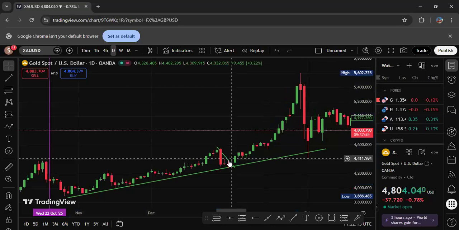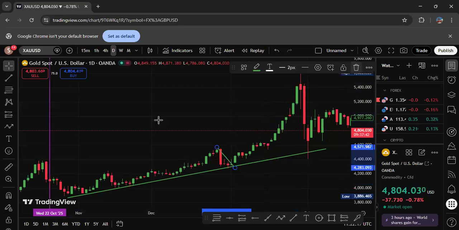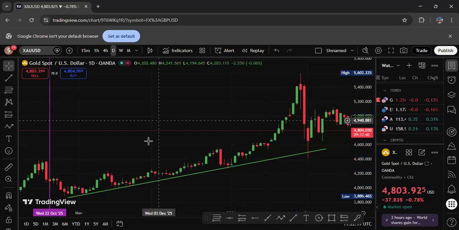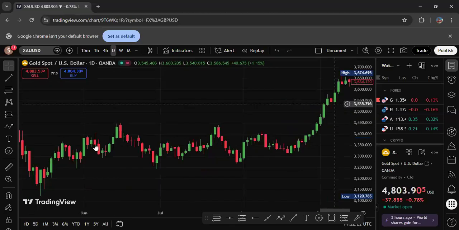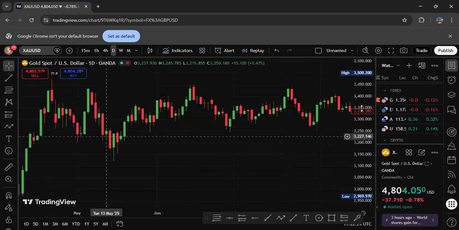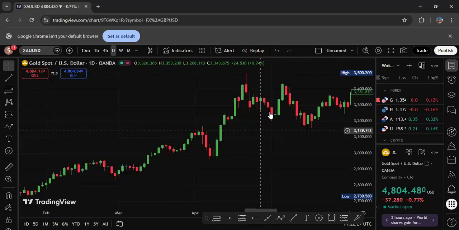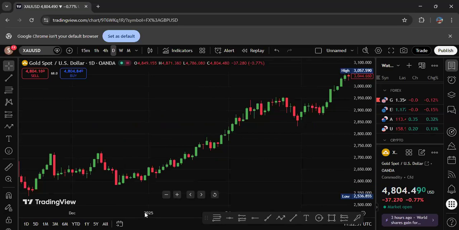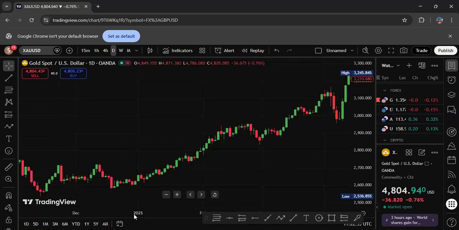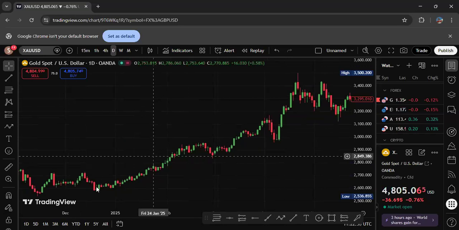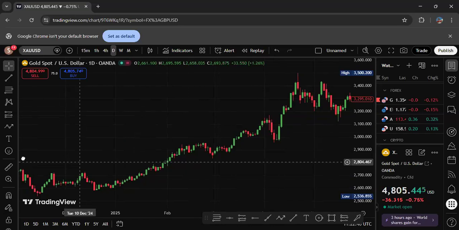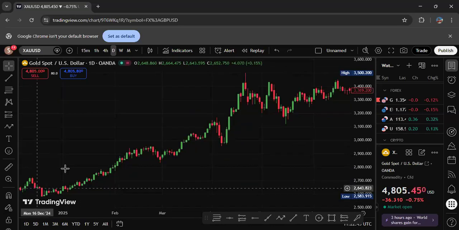So let me show you another example of an uptrend. I don't want to spend much time. Let's see. Uptrend, uptrend, uptrend. Okay, so see this part now. The market is here, the price is here, right?